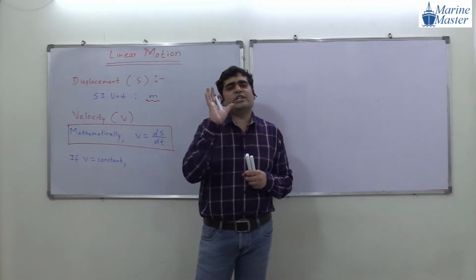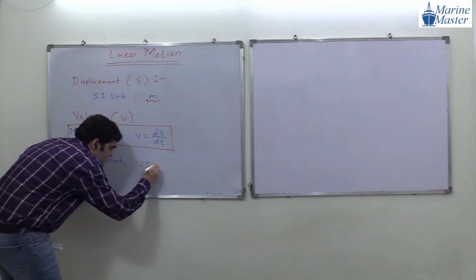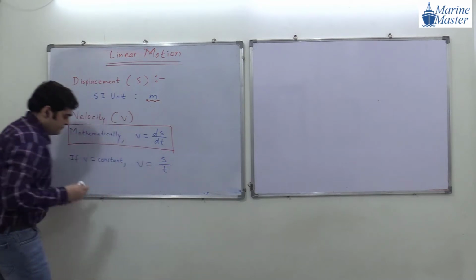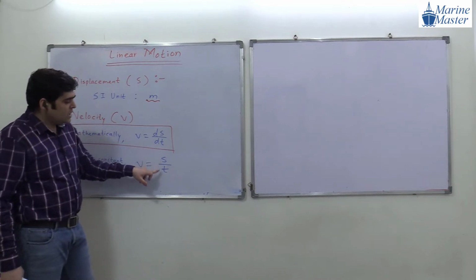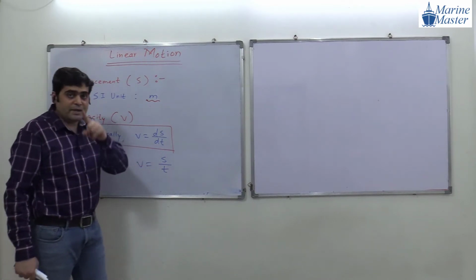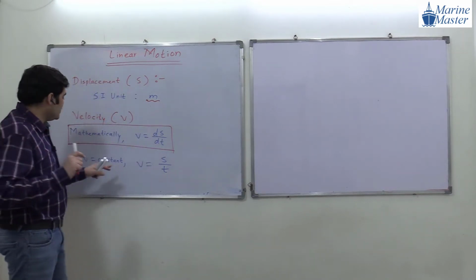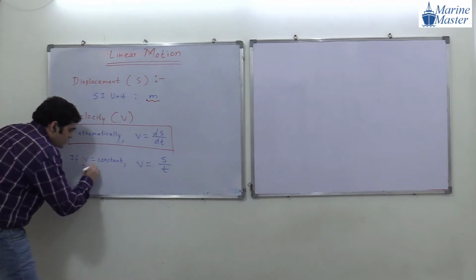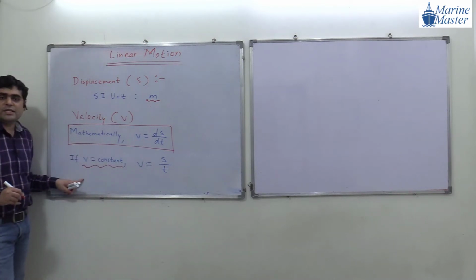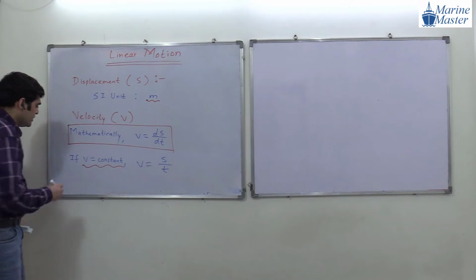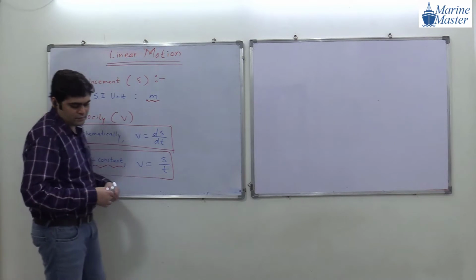If velocity does not change with time, then if v is constant, how will we define velocity? Velocity is S by t. What is meant by S? Displacement. What is meant by t? Time. This definition is applicable when our velocity is constant. Try to see the point here, everyone. Please write down this one.